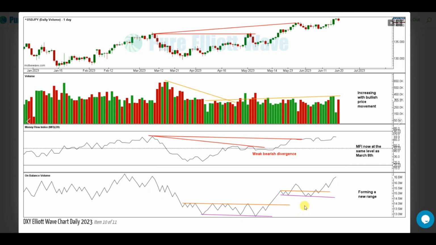On balance volume, also we broke out of this range and we broke out of this range here, and currently we're forming a new range. If I did draw some lines here, these would be a little steep to be technically significant, so we're going to wait a little bit and see if we can spot a new range moving forward on the daily chart.